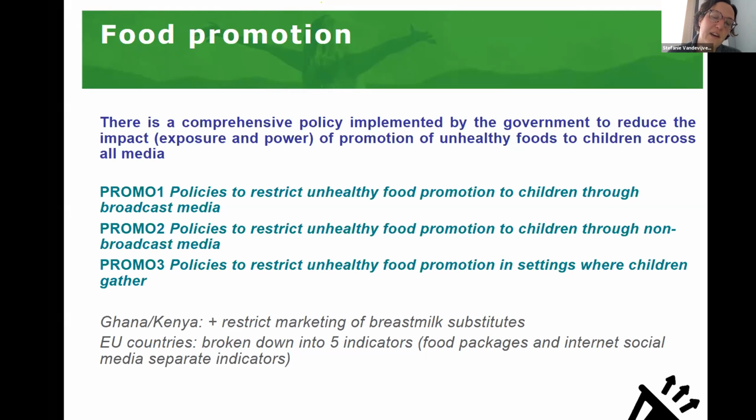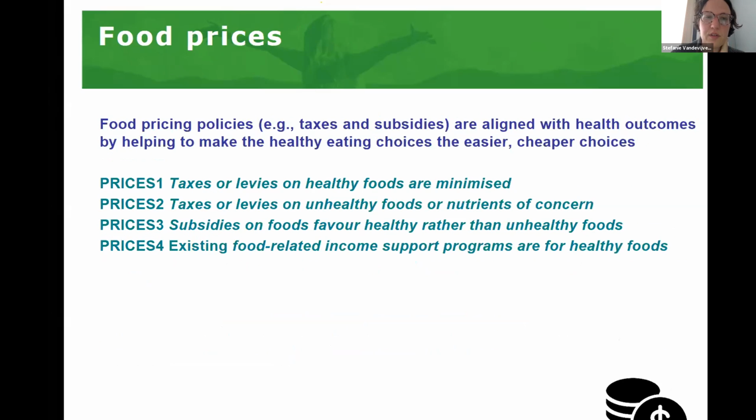In Ghana and Kenya, it was decided to also add an indicator on restrictions on marketing of breast milk substitutes. That's, of course, an extremely important area as well, but because the original tool focused on obesity and NCD reduction through improving food environments, this was actually seen initially as excluded. But of course, countries can decide to add indicators where they feel it's important.